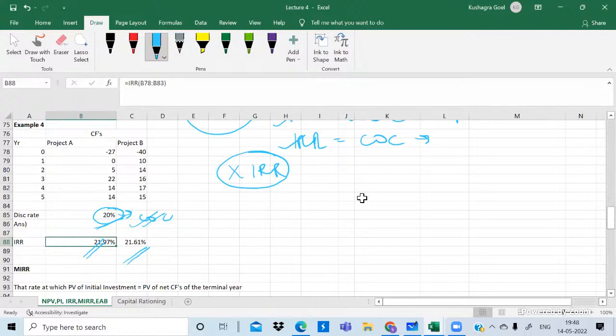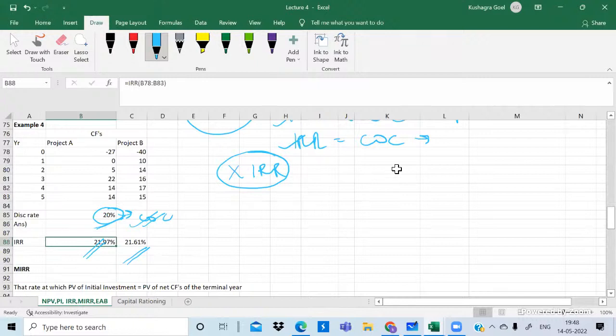We'll cover IRR versus NPV pros and cons. Don't worry, we'll do that. Because you've asked this question: NPV is always better than IRR. We'll discuss why NPV is better than IRR. Given an option, if I have to choose between IRR and NPV, I'll always fall back on NPV, not on IRR. We'll discuss why. First, let's discuss this. What is XIRR?